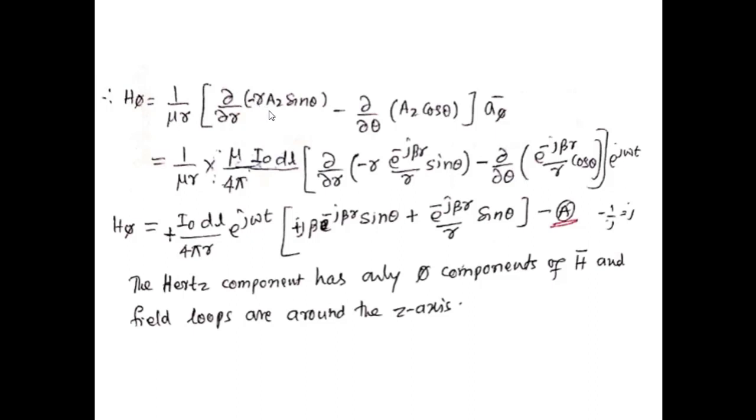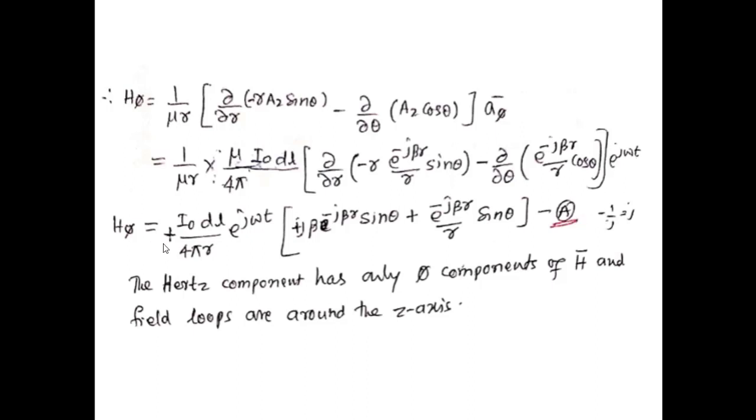r (−r A_z sin θ) in the bracket minus ∂/∂θ (A_z cos θ) in the bracket, A_φ bar. Therefore, 1 by μr into μ by 4π I₀ dl, substitute the value of A_z: in the bracket ∂/∂r of (−r) into e^(−jβr) by r sin θ in the bracket, minus ∂/∂θ of e^(−jβr) divided by r cos θ in the bracket, into e^(jωt).